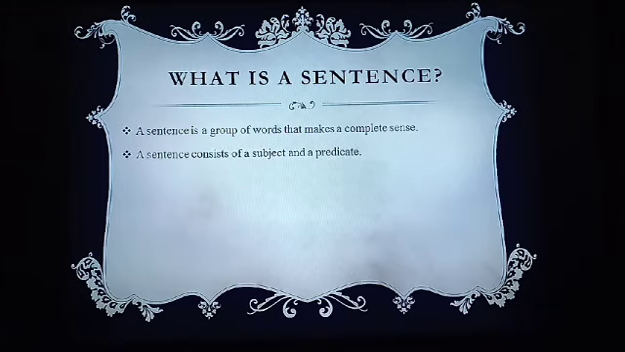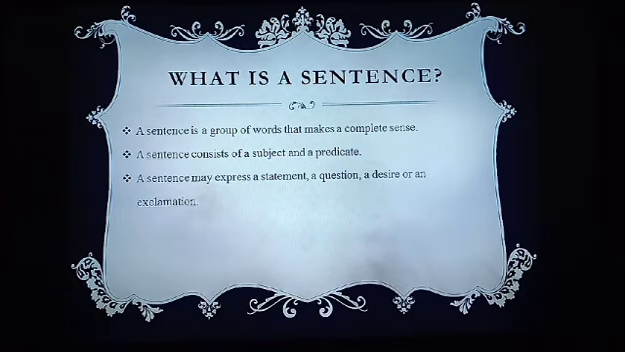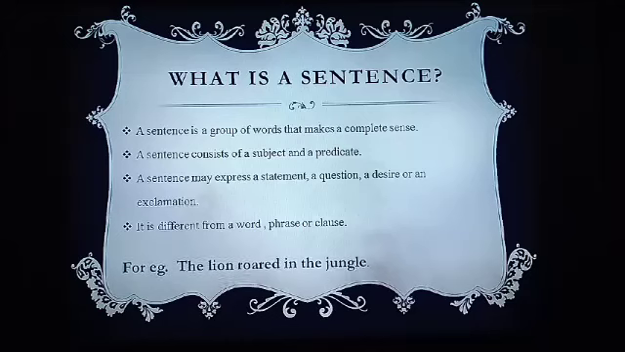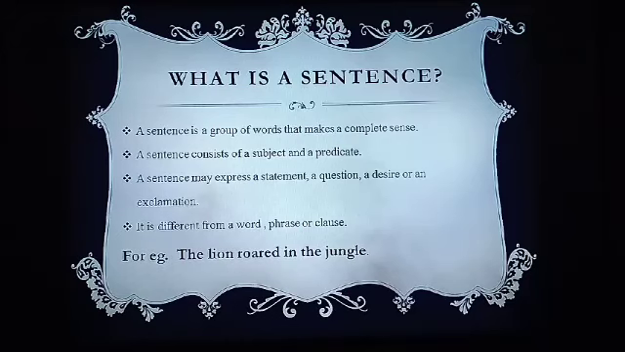Number two, a sentence consists of a subject and a predicate, and what a subject and predicate is, that we will discuss in a subsequent slide. Number 3, a sentence may express a statement, a question, a desire or an exclamation, that is a sudden reaction. Number 4, it is different from a word, a group of words, that is a phrase or clause. For example, the lion roared in the jungle. In this sentence, the lion is a subject and roared in the jungle is a predicate.